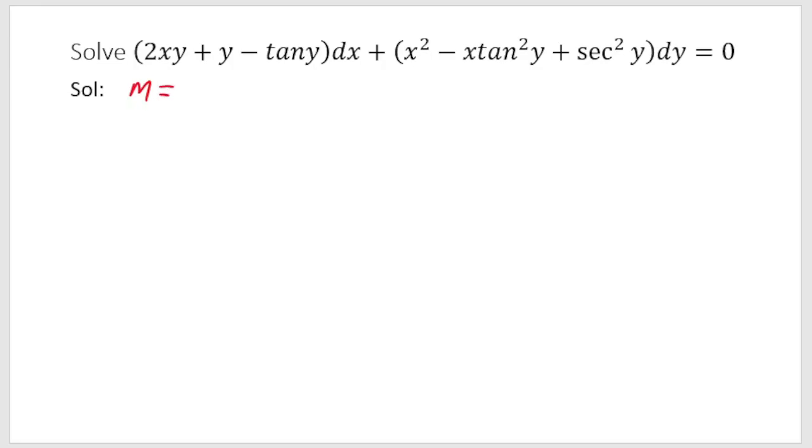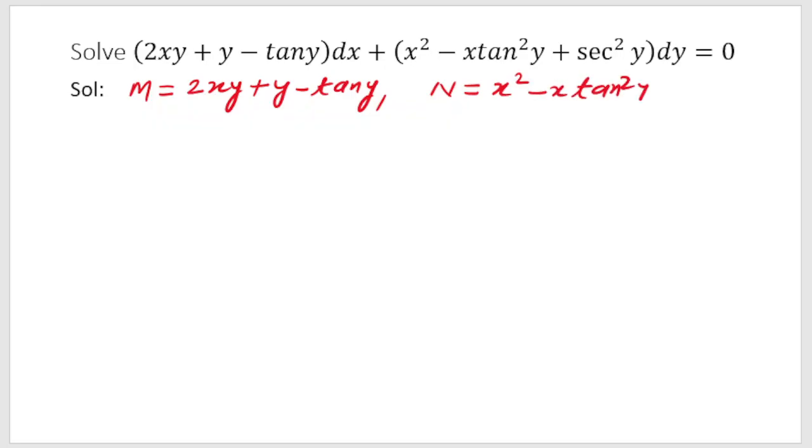We can do the same thing. We identify what is M. So M here is 2xy plus y minus tan y, and what is N? So N here is x square minus x tan square y plus sec square y.